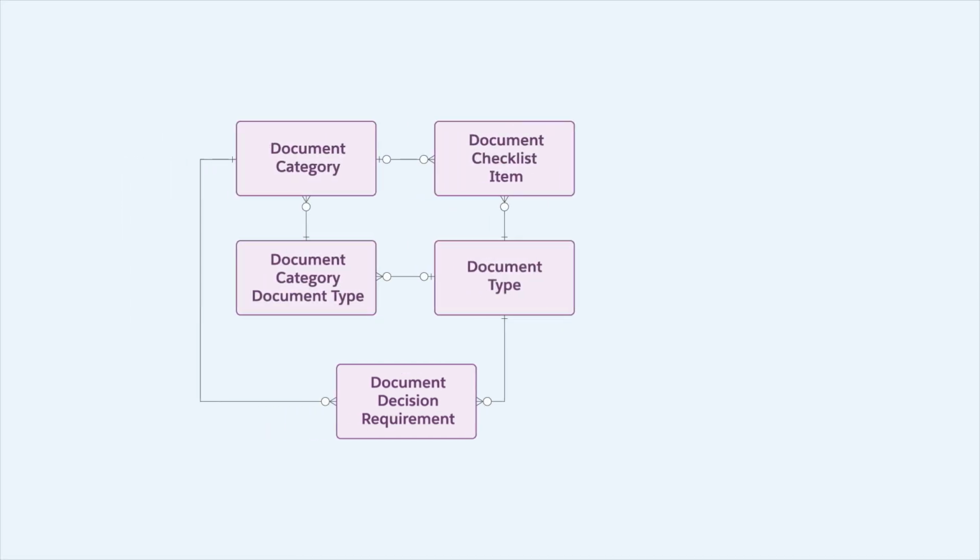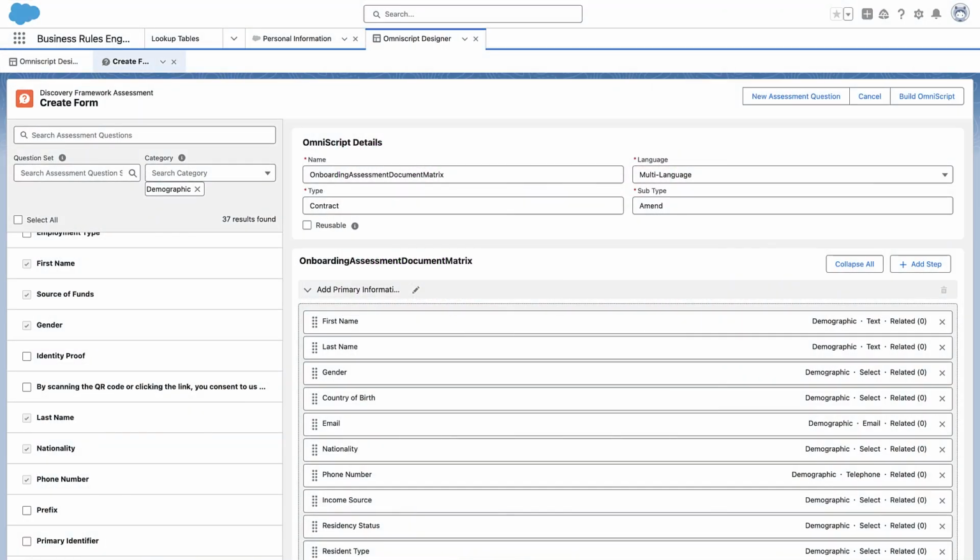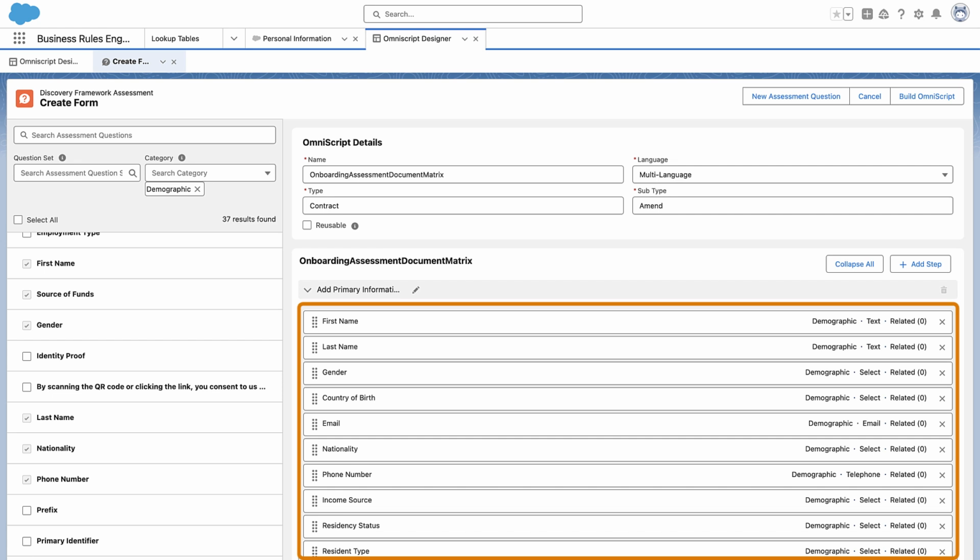Now that we understand how the data model works, let's explore how the Document Matrix element can streamline document uploads during the KYC process. First, using the Discovery Framework assessments, create an assessment form to gather basic information from the applicant during the application process, such as nationality, residency status, and income source.